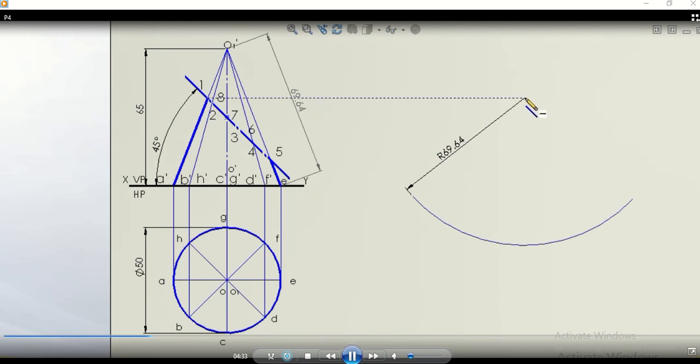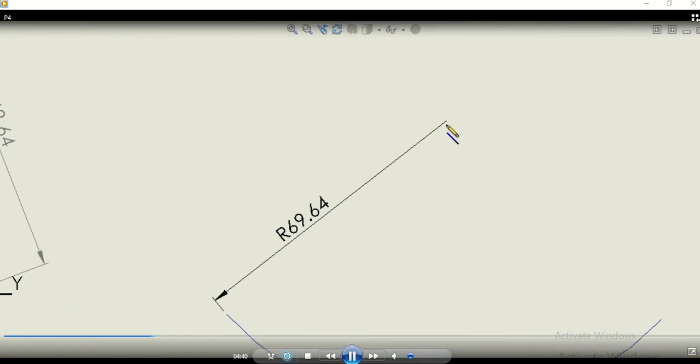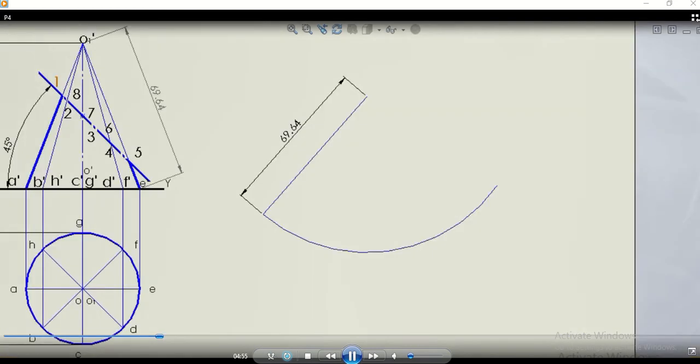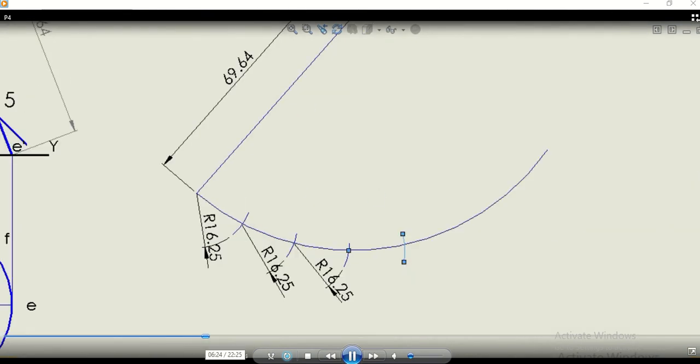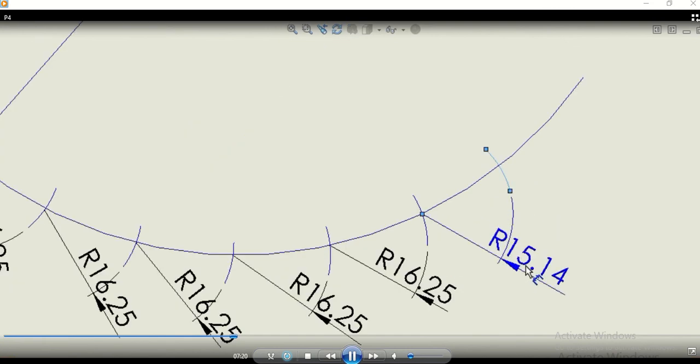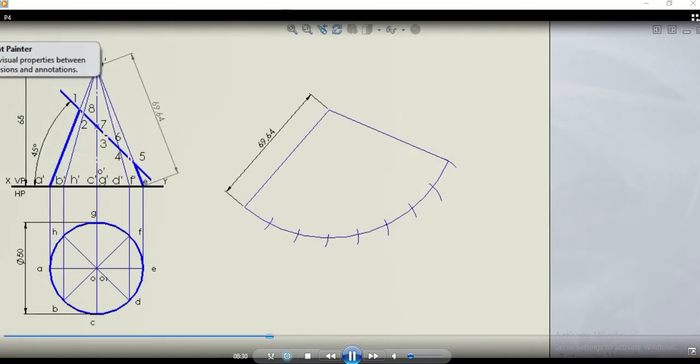So first you need to draw an arc for the length which is equal to the slant edge length. Let it be 70 millimeter. You round it off to 70 millimeter, and after that we need to get theta. You need to measure theta.